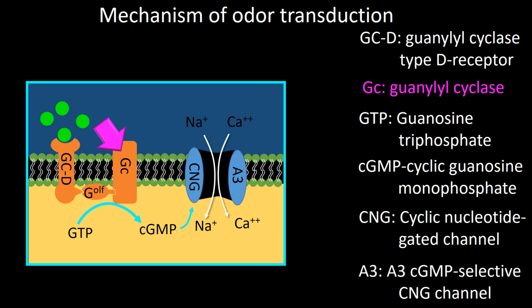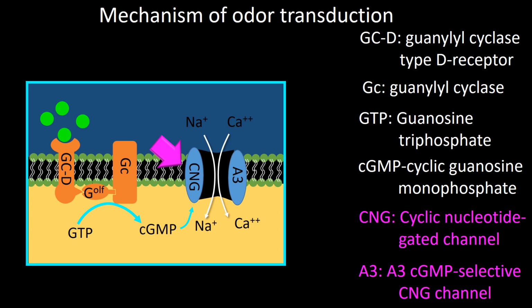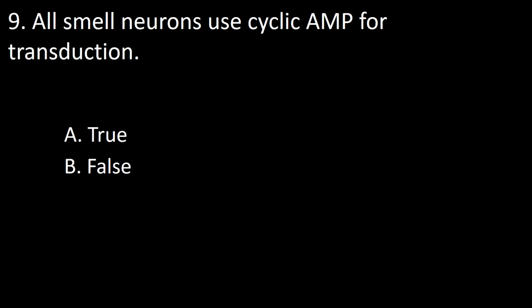Activated guanylyl cyclase transforms guanosine triphosphate into cyclic guanosine monophosphate, which triggers the opening of special cyclic nucleotide-gated channels and the entry of sodium and calcium. So the answer to this question is B.